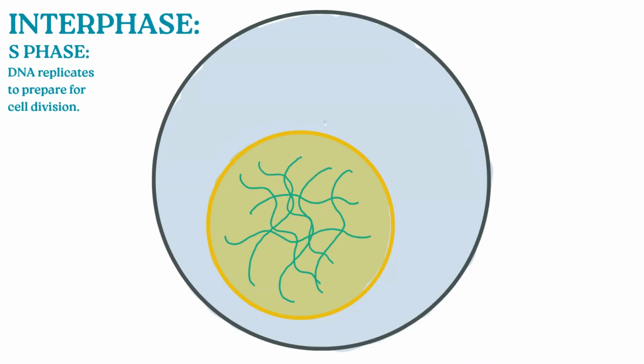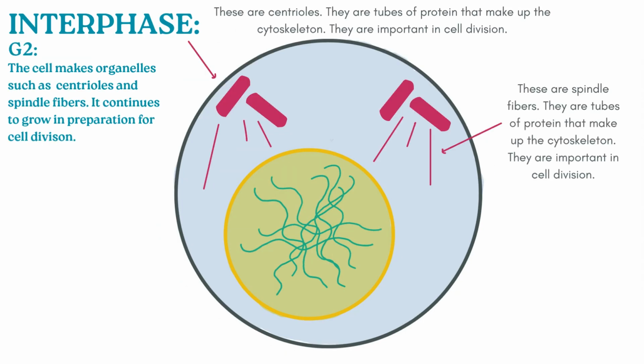The next phase of interphase is known as the S phase. In S phase, DNA replicates for cell division. It is important that cells replicate their DNA so that the two daughter cells that will be produced will have the necessary genetic information. The final stage of the interphase is called G2.